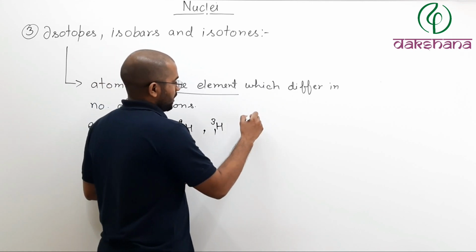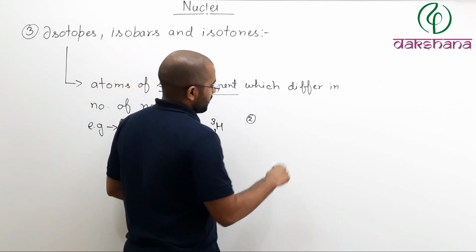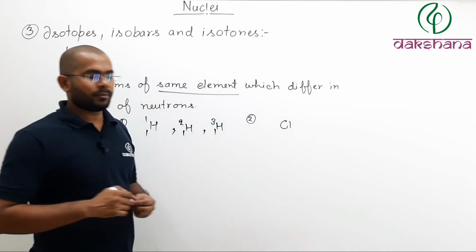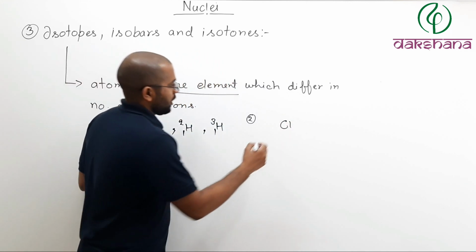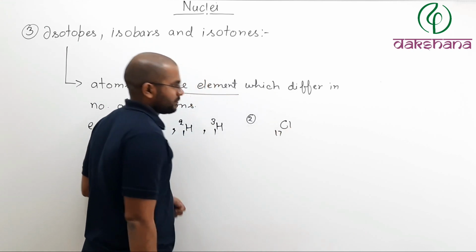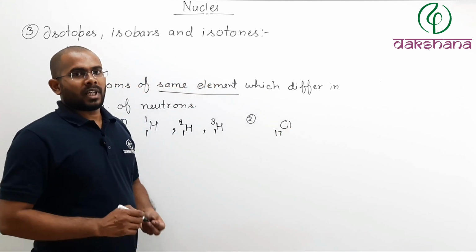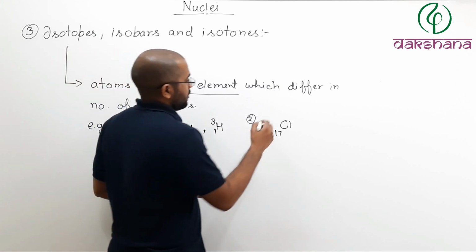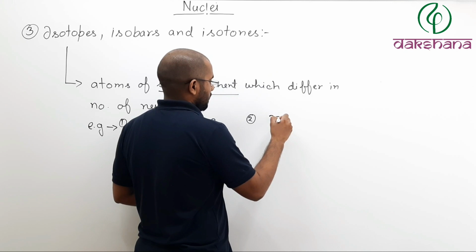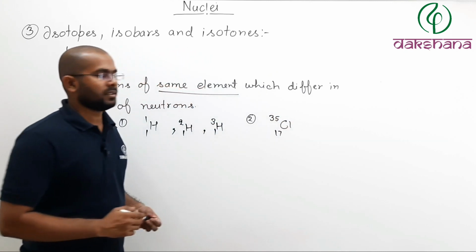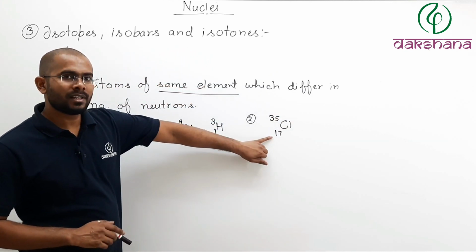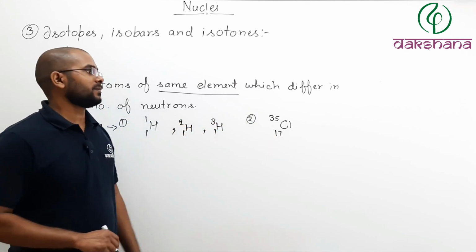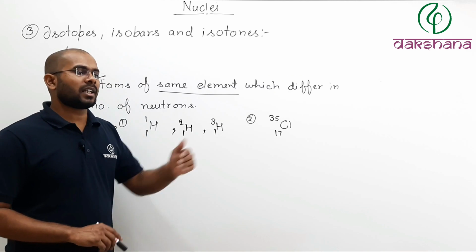Let us take one more example. Let us take example of chlorine. Now what is the atomic number of chlorine? You should remember, atomic number of chlorine is 17. So there are 17 protons. Now one chlorine is there whose mass number will be 35, meaning 17 protons and 35 minus 17, 18 neutrons. And there is one another kind of chlorine atom.